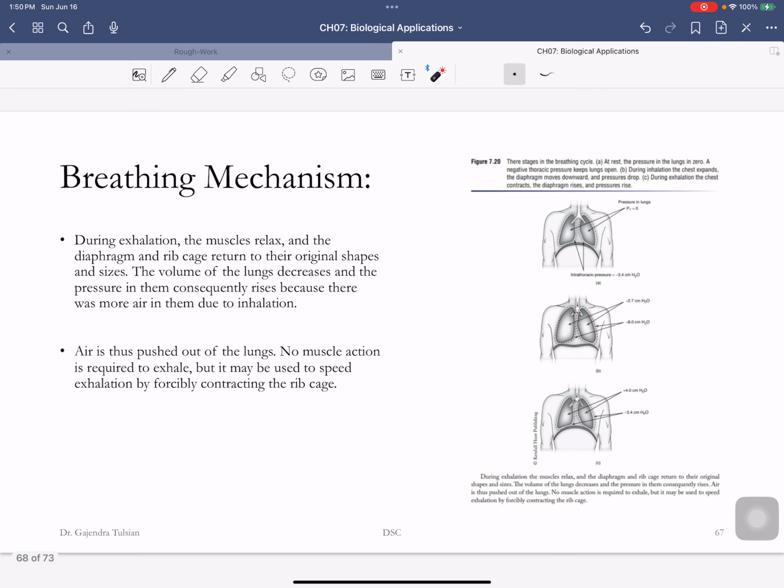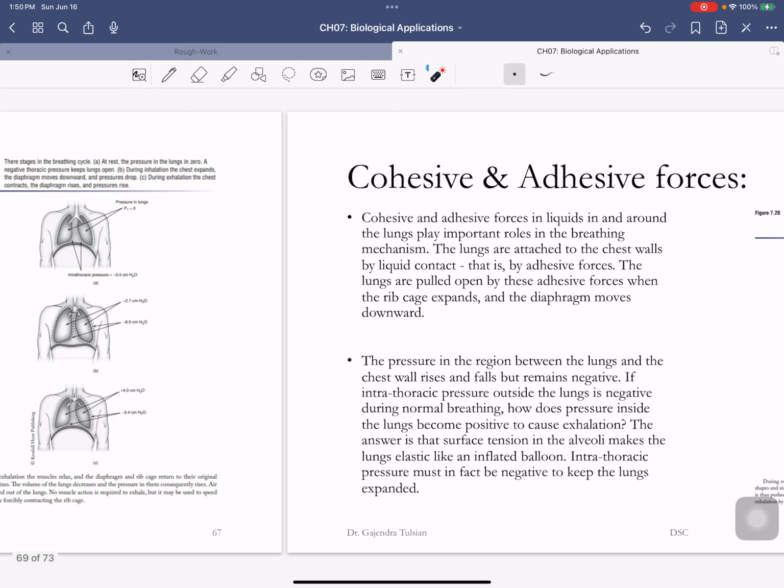During exhalation, the muscles relax and the diaphragm and rib cage return to their original shape. Now the pressure in the alveoli is higher than the atmospheric pressure and air flows out. Air is thus pushed out of the lungs. No muscle action is required to exhale, but it may be used to speed exhalation by forcibly contracting the rib cage.